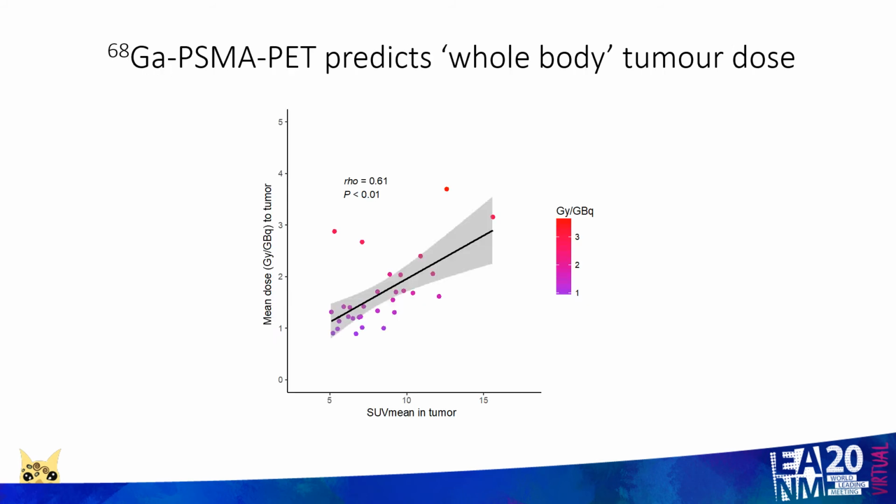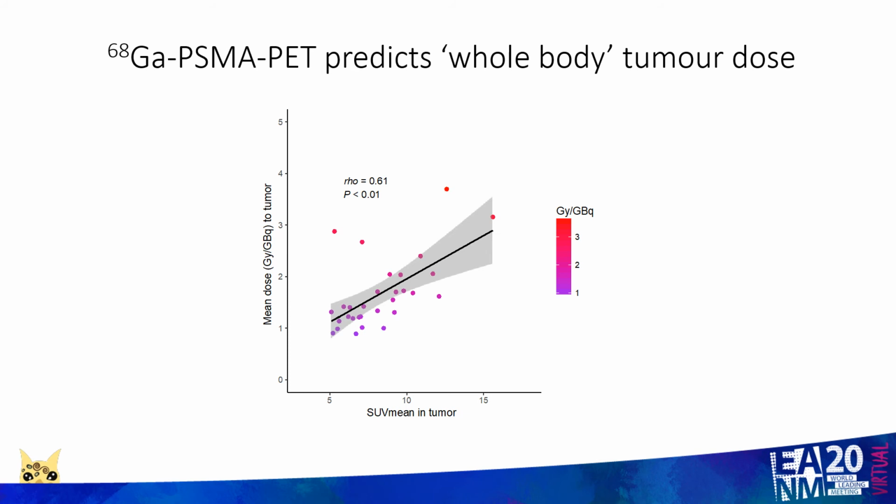Anyway, as I said at the beginning of the talk, I'm a radiation oncologist, and my interest is what are the radiation dose response relationships following treatment with lutetium PSMA, and how can we use them to optimize treatment?